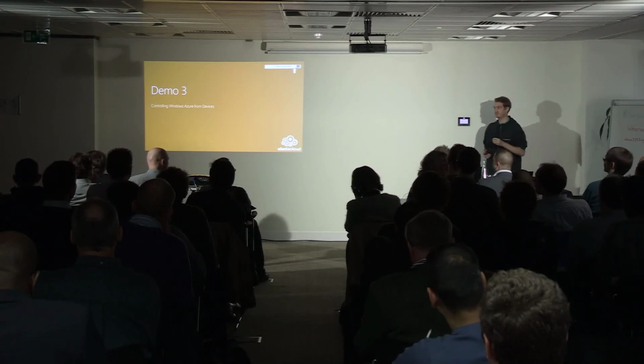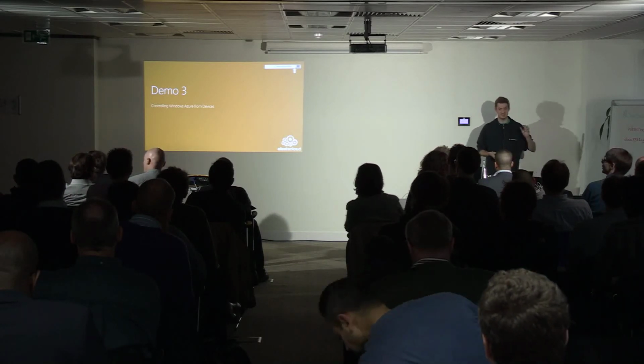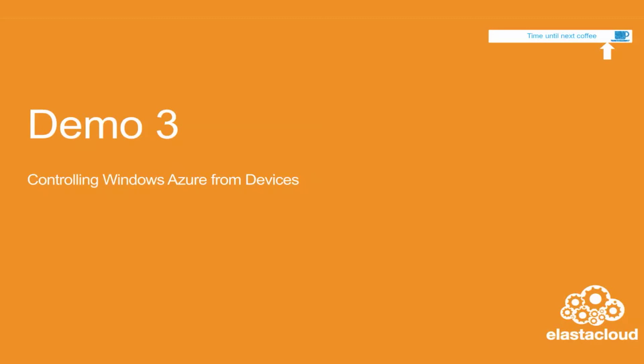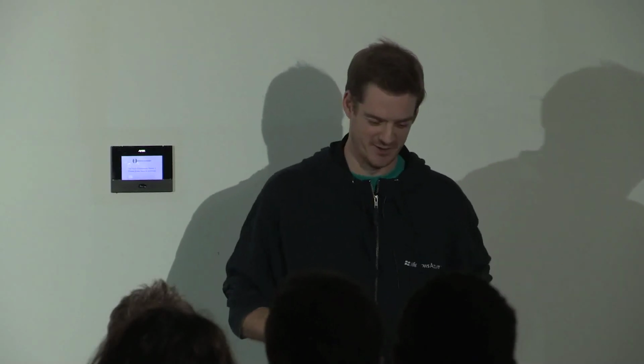Okay, so demo 3 is about using this lovely potentiometer that we have over here to spin up and spin down instances in Windows Azure. So, how easy is it to spin things up and down? Well, easier twiddling a little knob over here.